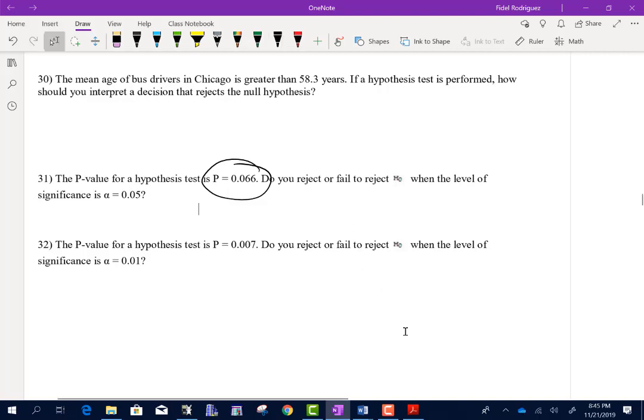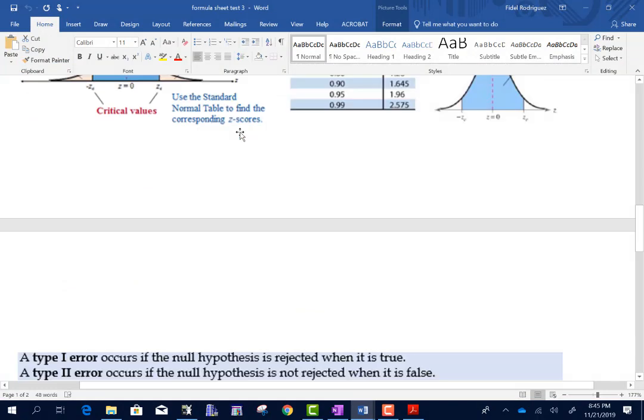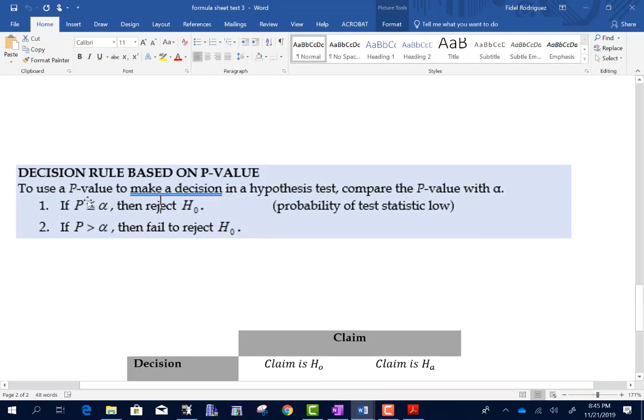Guys, I want y'all to do me a favor. If you look at the formula sheet, here we go. On the second part of the formula sheet, do you see right here it says decision based on a p-value? It's on the second page, the back page of the formula sheet. So if p is smaller than alpha, then we're going to reject it. If p is greater than alpha, we're going to fail to reject it, right?